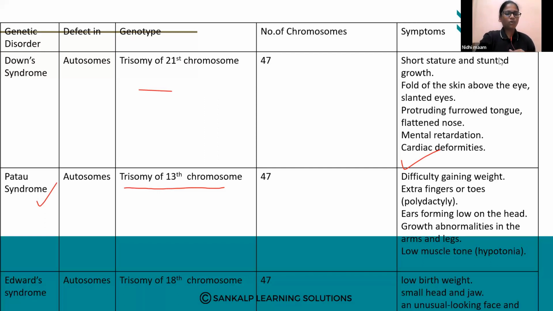Next we have Edwards syndrome. It is also a defect in an autosome. It is caused due to trisomy of the 18th chromosome. There is an extra chromosome in the 18th chromosome. So what are the symptoms? Low birth weight, small head and jaw, unusual looking face.